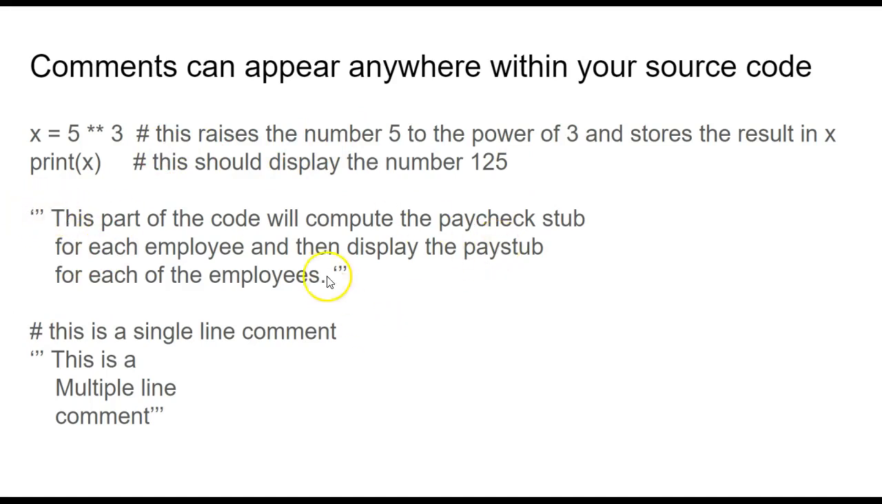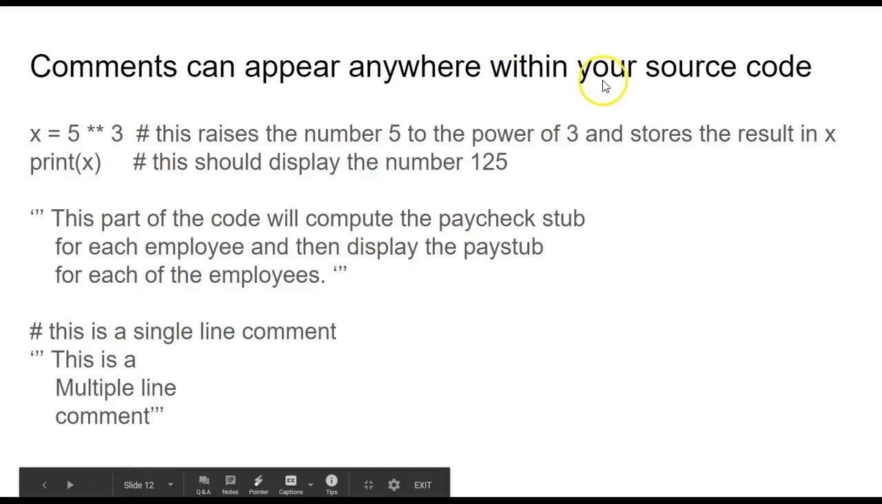Here would be an example of a block comment. Somewhere you might see this in your code, depending on what your code's doing. This part of code will compute the paycheck stub for each employee, then display the paycheck stub for each of the employees. Single line comment, multi-line comment. So again, comments can be placed throughout your source code.